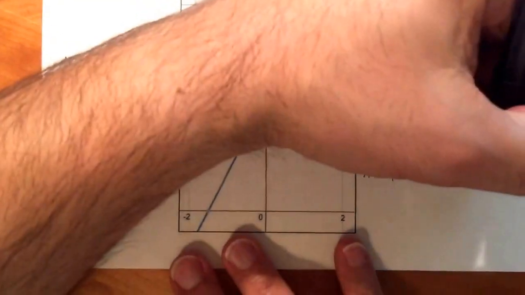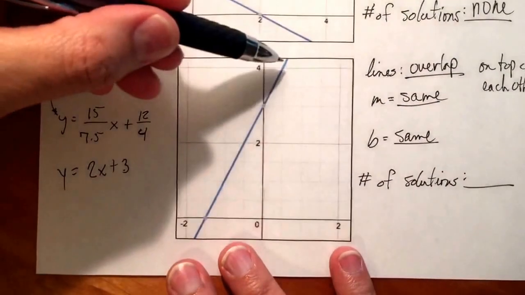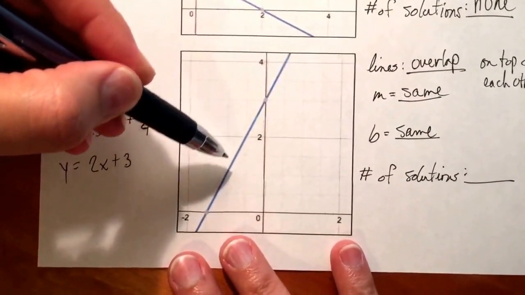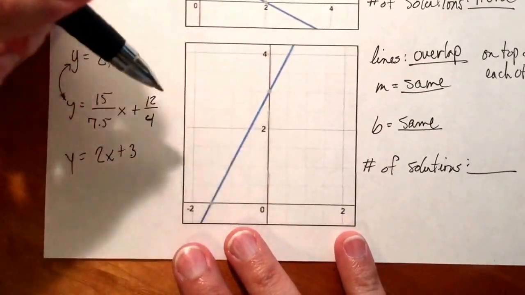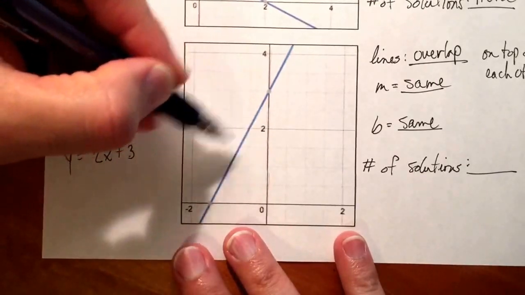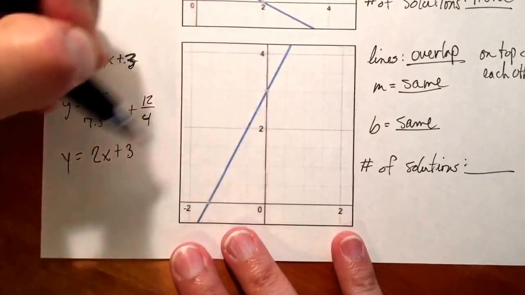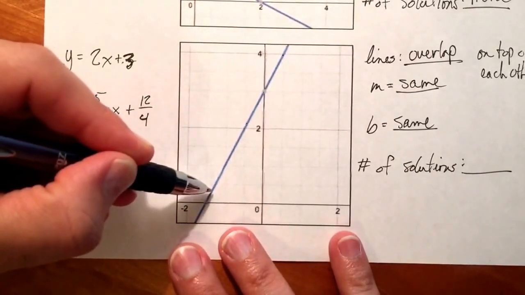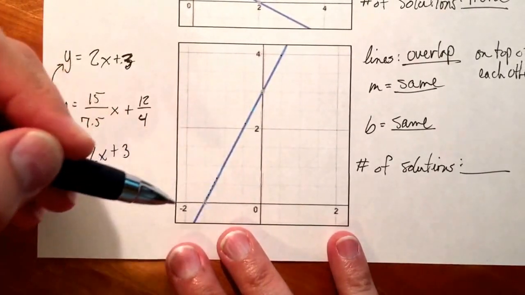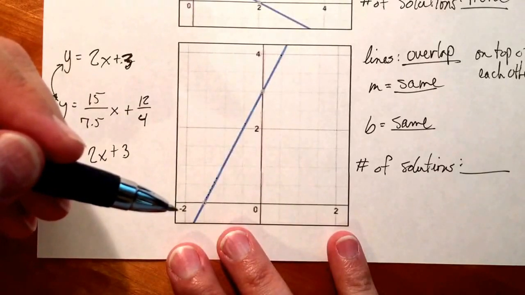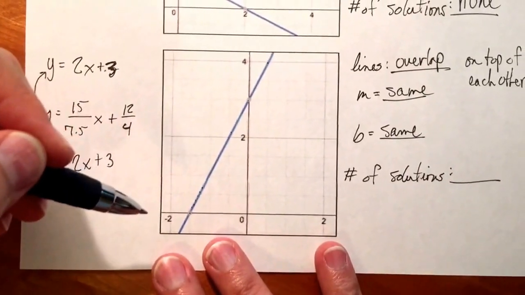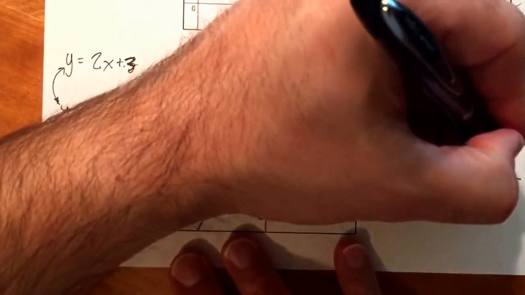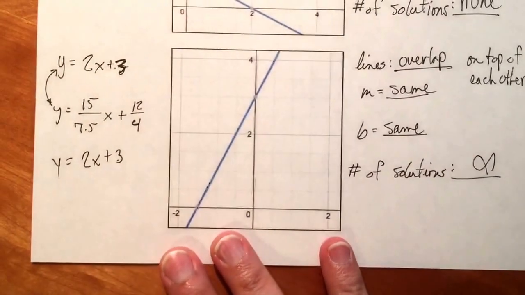Now let's think about this for a moment. How many times do the two lines intersect? Well, they intersect here, and here, and here, and here, and here, and here, and here. So how many solutions are there? There is an infinite number of solutions.